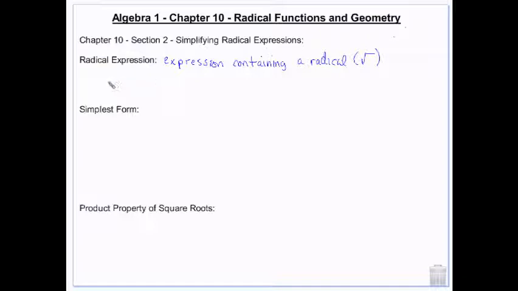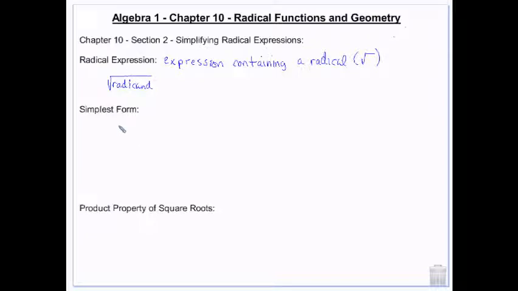So if I have a radical expression, whatever is underneath the radical is called the radicand. A radical expression contains a radical, and whatever's under the radical is called a radicand.